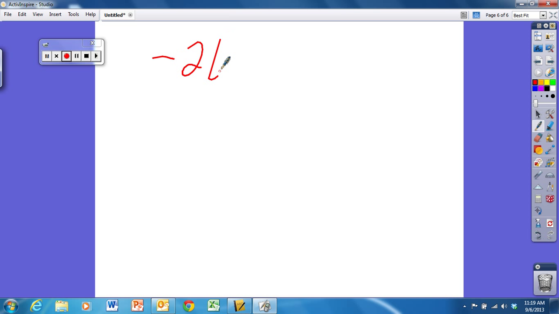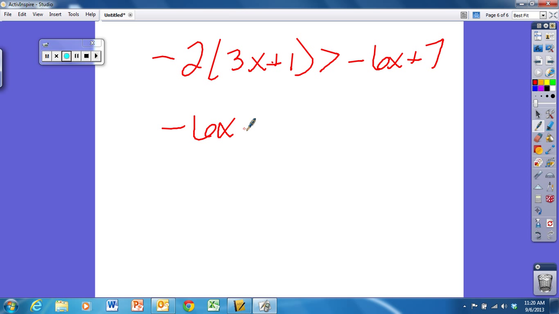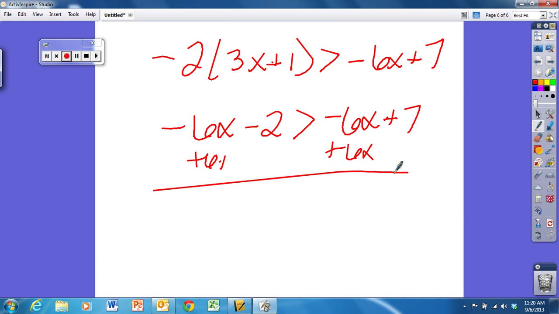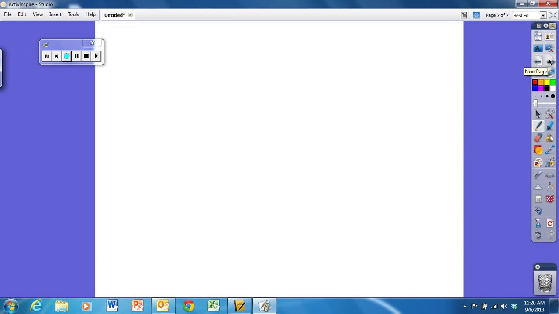Negative 2 times 3x plus 1 is greater than negative 6x plus 7. Distribute, so negative 6x minus 2 is greater than negative 6x plus 7. When I add 6x to both sides, they cancel out. So I have negative 2 is greater than 7. Is negative 2 ever greater than 7? No. So your answer would be never true. Okay, let's get to some hard ones. These have all been pretty easy.